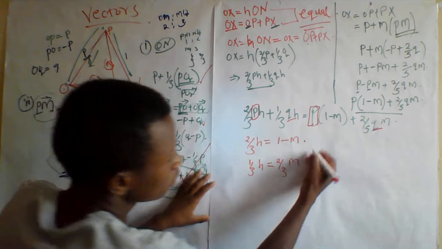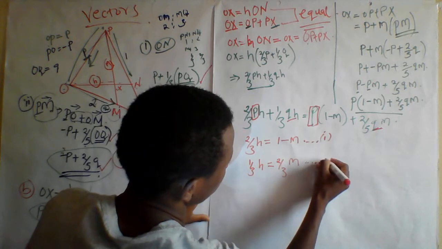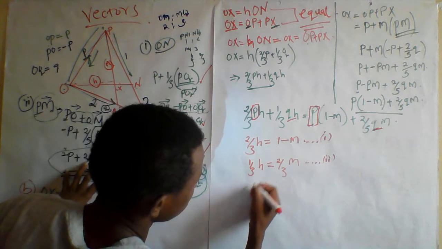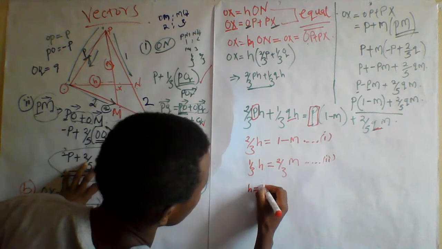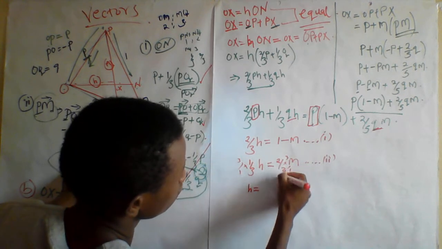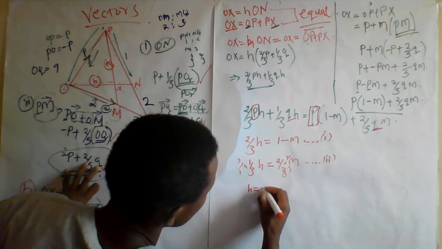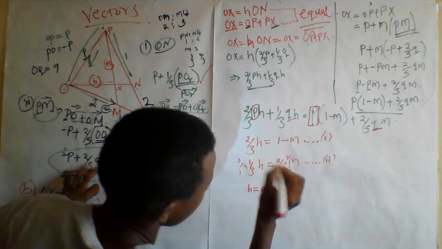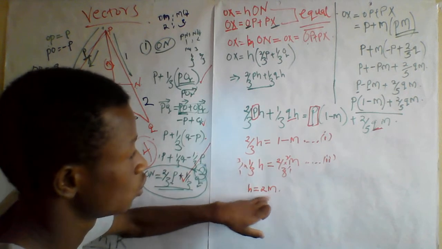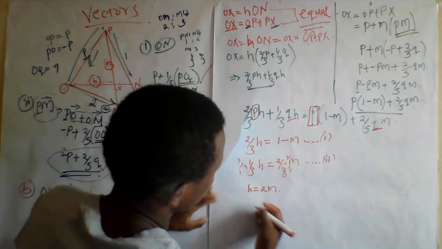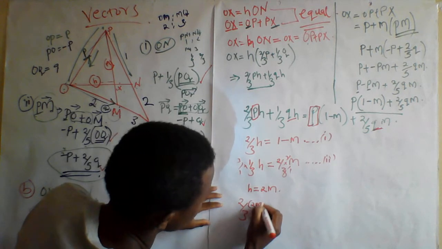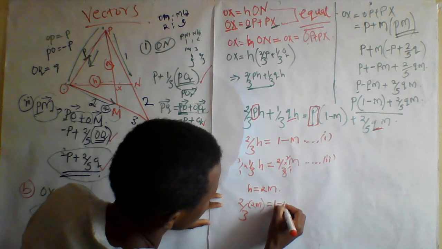Using this one, you can see equation 1, we can call it equation 2. So this one, H is given by, you can multiply by 3 over 1, so this one and this one go. So H is equal to 2M. And then where we have our H, we replace with this one. So using equation 2, we can say 2 over 3 of 2M is equal to 1 minus M.